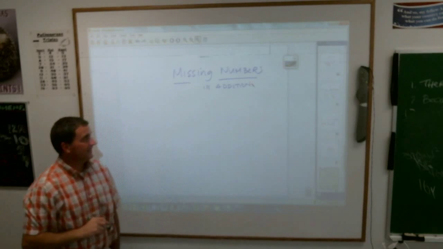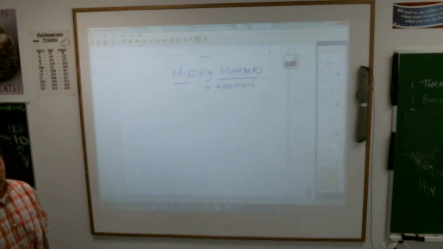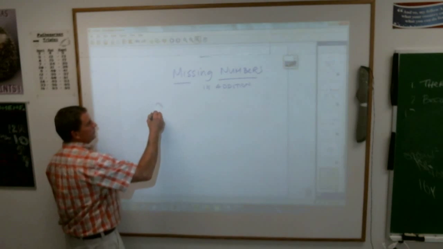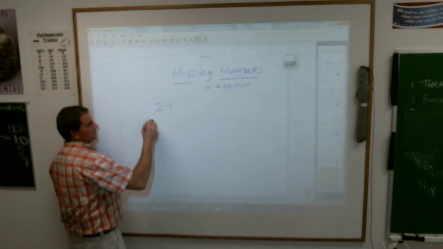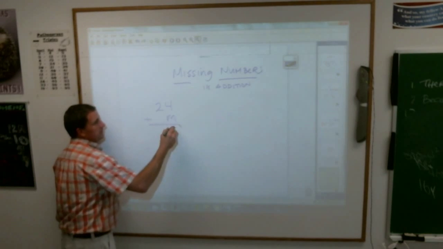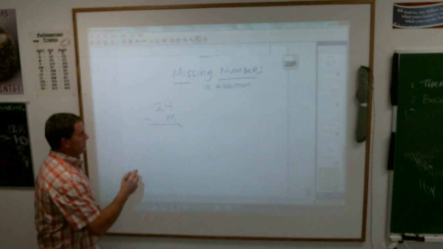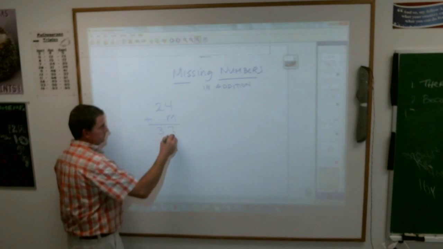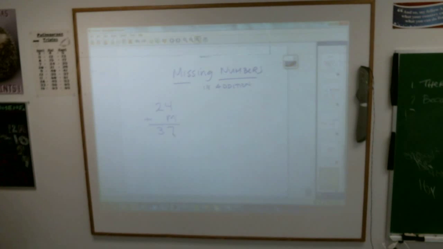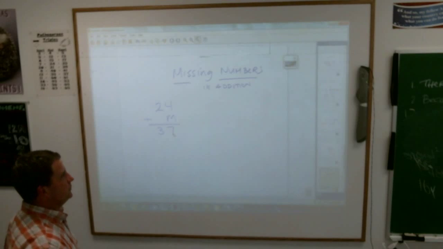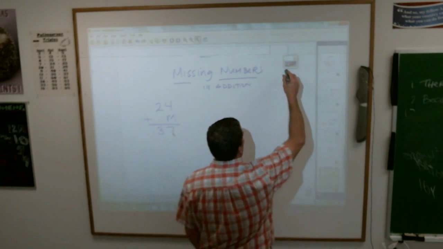And here would be an example of a missing number. Here is a missing number problem: 24 plus m equals 37. 24 plus what number equals 37? Now, how do you know how to find that answer? You can answer me, but I'll tell you how you know.